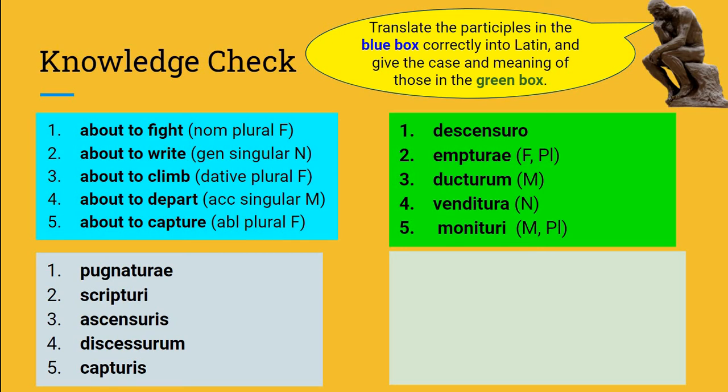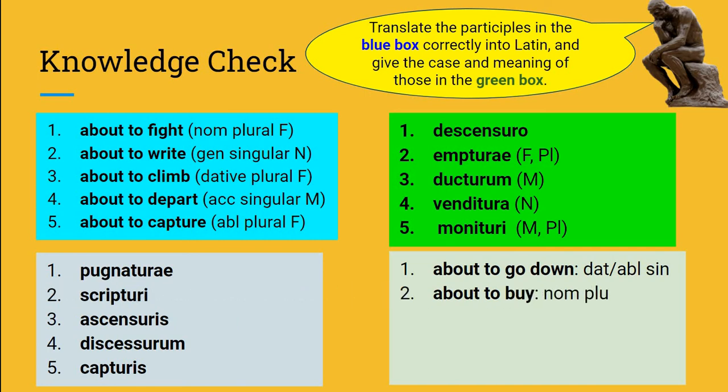As for those in the green box, discensuro will be about to go down or descend, and it's going to be dative or ablative singular. Empturai will be about to buy, and if it's feminine and plural, then it must be nominative. Ducturum will be about to lead, from duco, ducere, duxi, ductus, and it must be accusative singular, if indeed it is masculine.